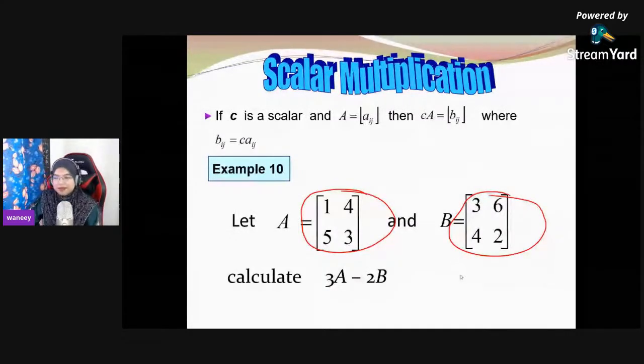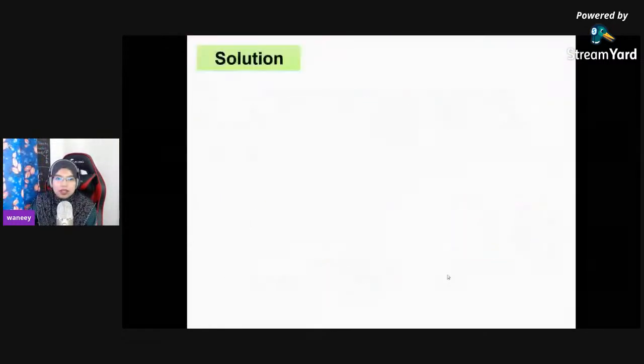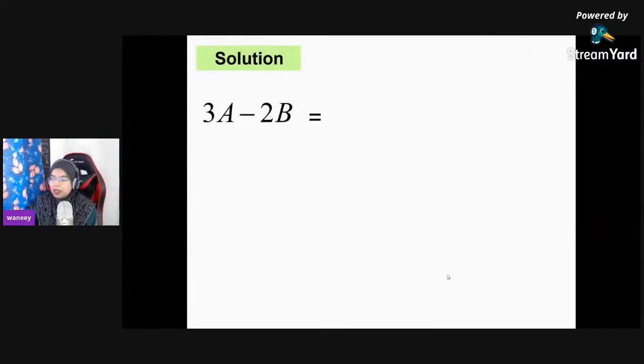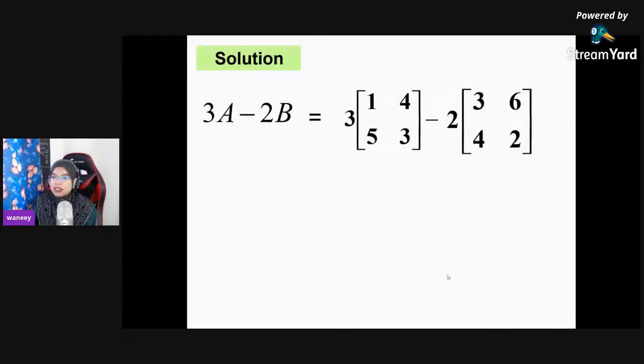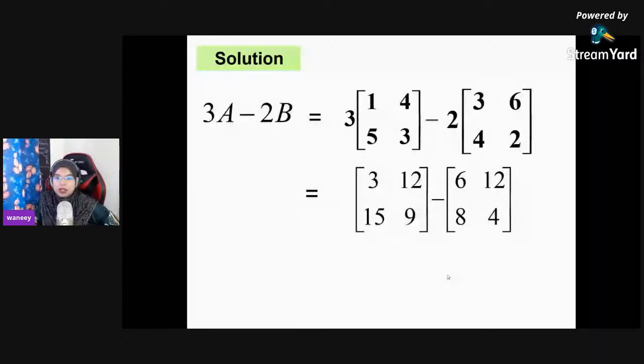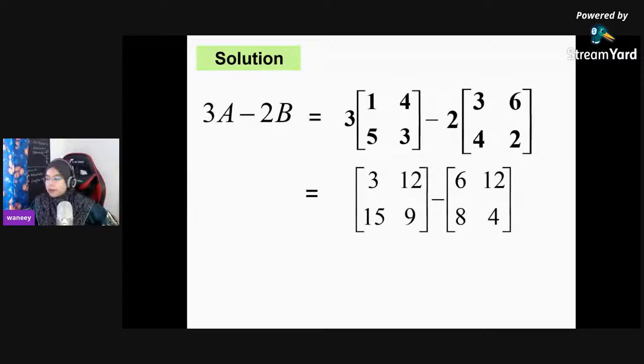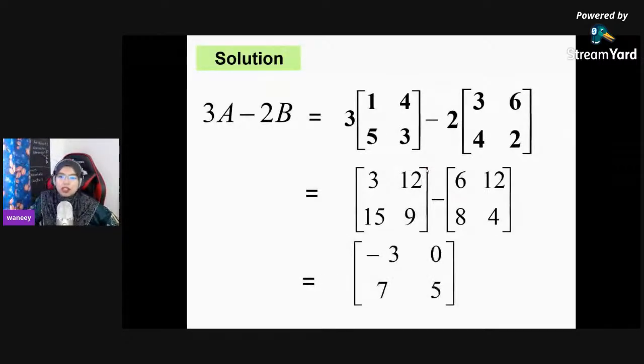Oh, dah dapat lah. Okay, so now let us check then. Okay, so we got 3A minus with 2B. 3 times with 1453 minus with 2 times 3642. So times with the number first before you subtract. So it will become 3, 12, 15, 9 minus 6, 12, 8, 4. So we simply times them first and then we minus. So it will become negative 3, 0, 7, 5.